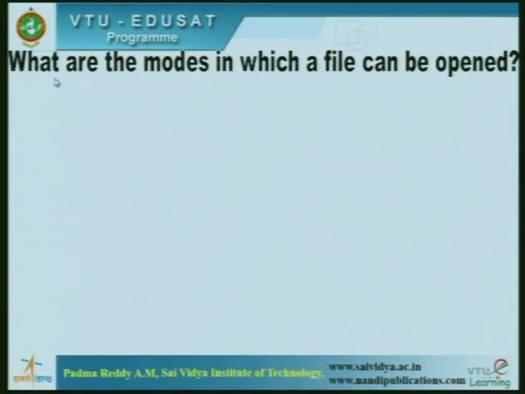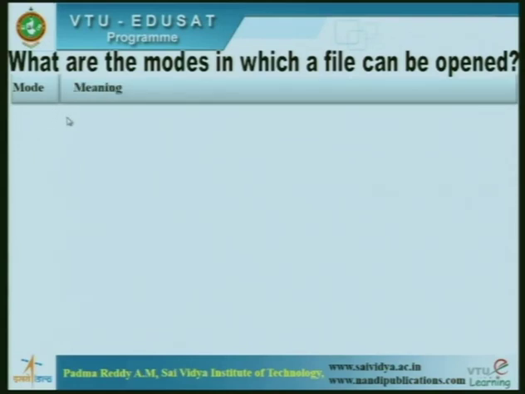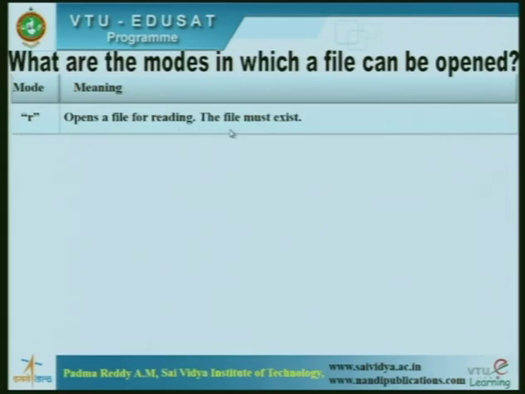Now let us see what are the modes in which a file can be opened. The different modes, along with the meaning, I am going to explain here. When we write R within double quotes, always within double quotes, this R stands for read mode. So we are going to open a file for reading. The file must exist. If the file does not exist, the function fopen returns NULL.